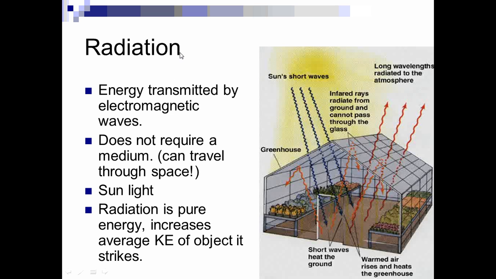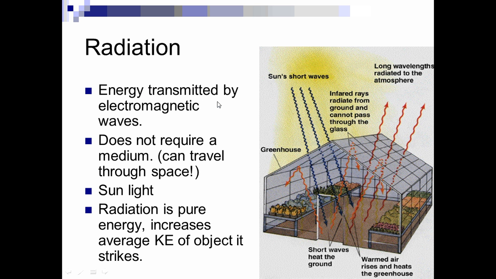So the last kind is radiation, and radiation is energy transmitted by electromagnetic wave. So this is what you would want to star or highlight or underline, because this is your definition for radiation, transmitted by electromagnetic wave. So what this means is you get energy from the sun or energy from a lamp.